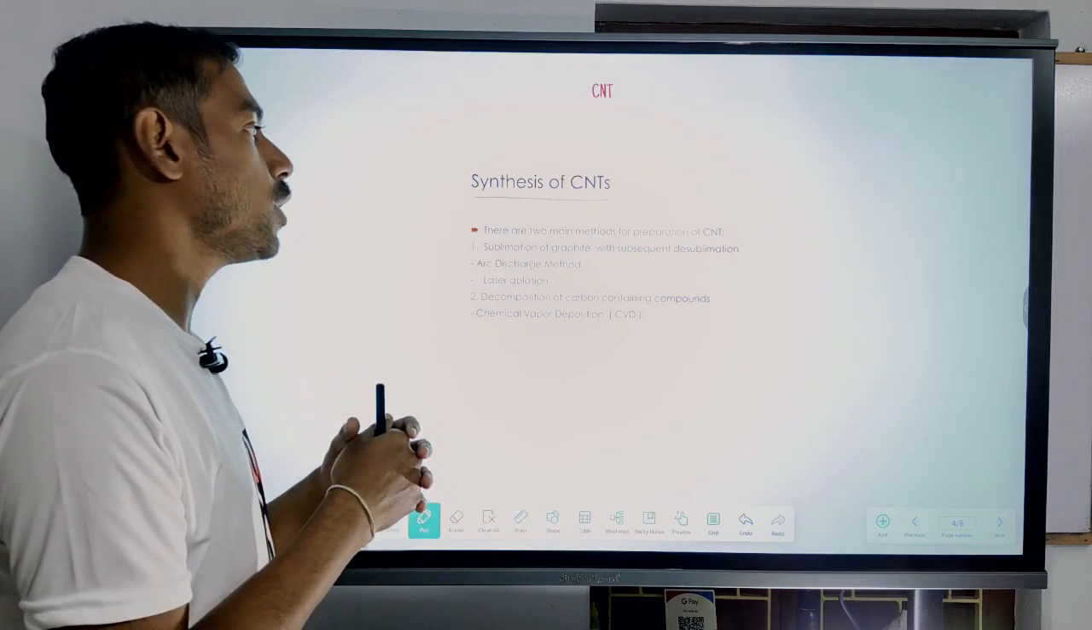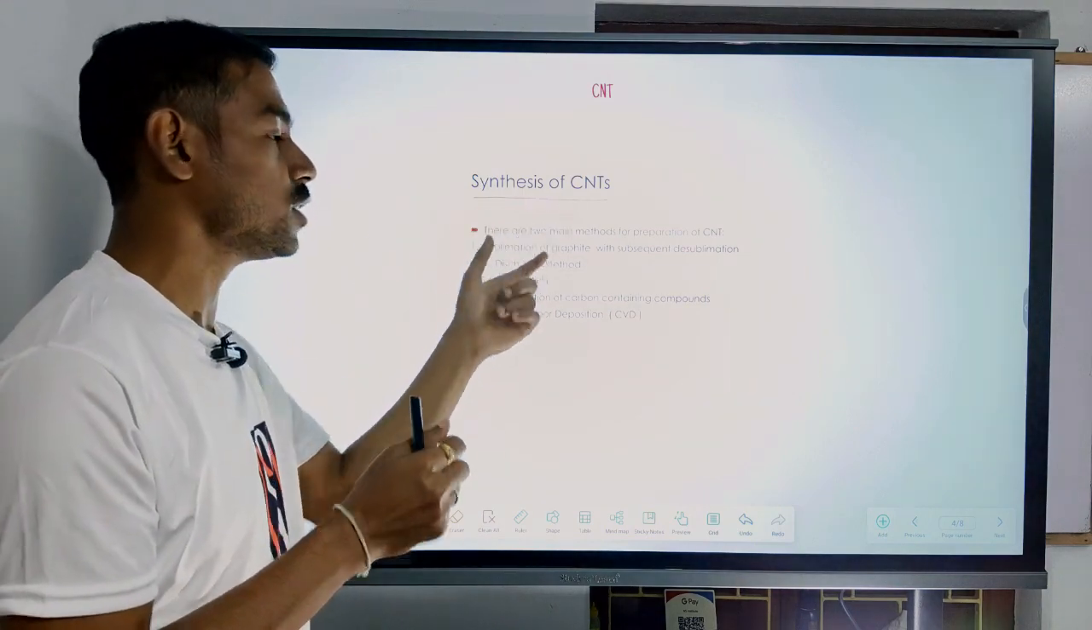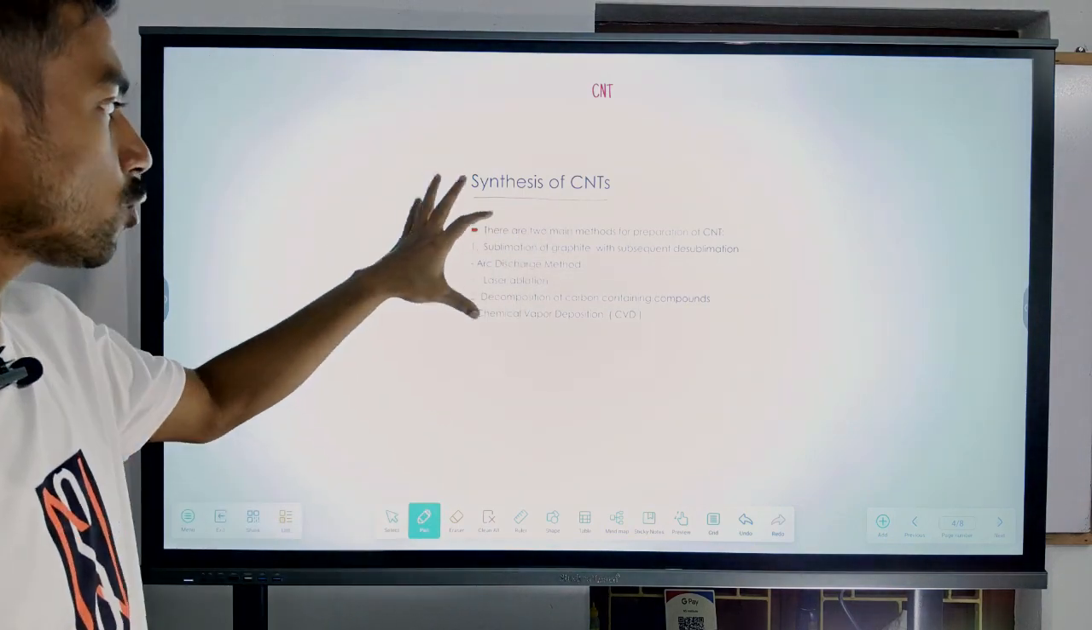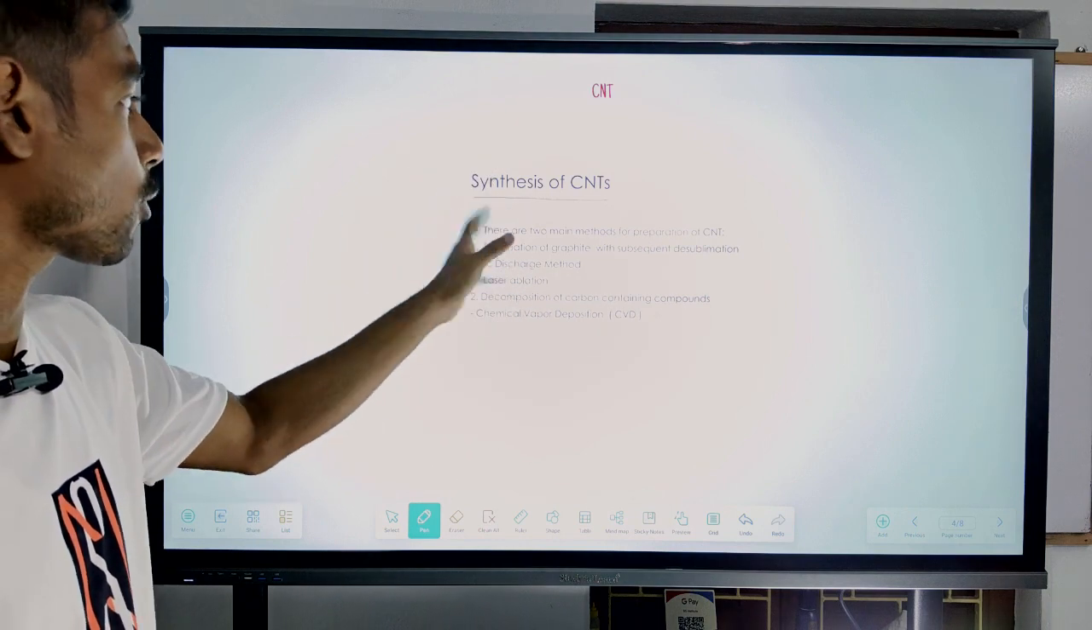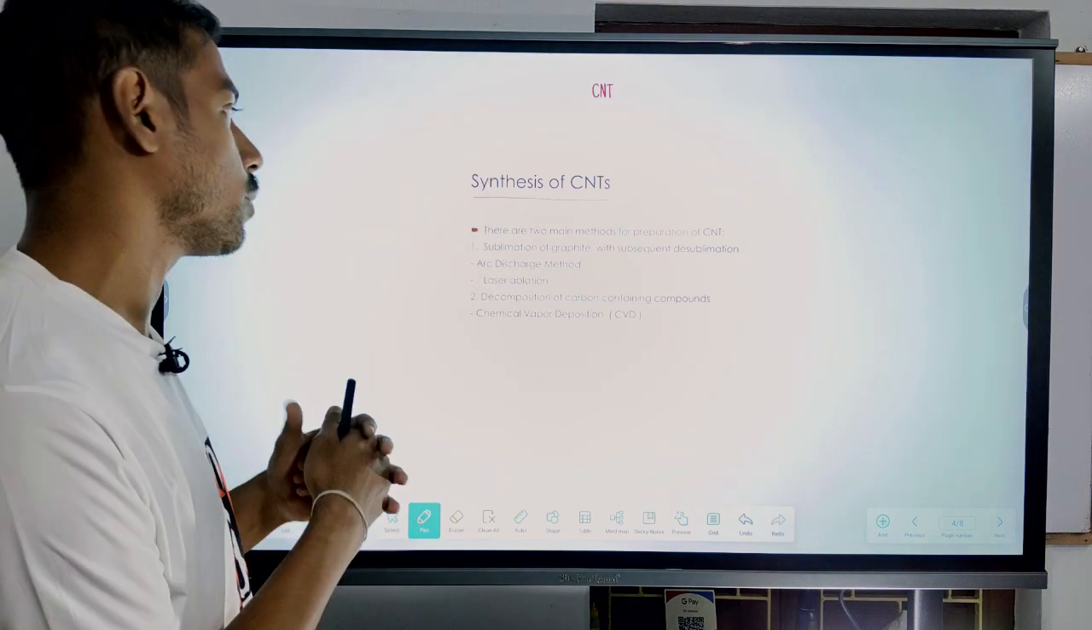We will not go into this brief description of this synthesis. We'll just look into this overall procedure of this. We will not go into the brief idea.